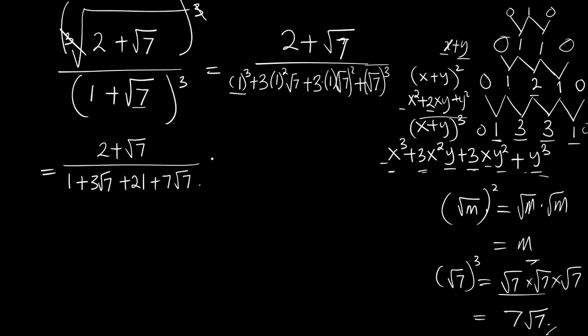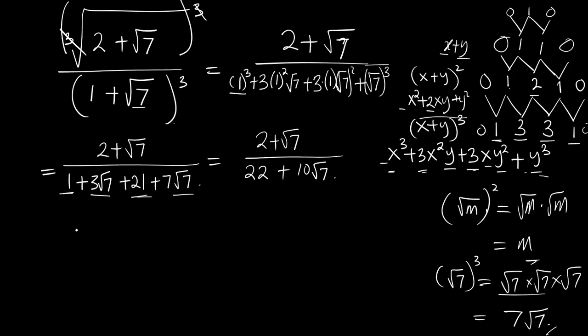So now let's add them together. You have 2 plus root 7 here. Then here you have 1 plus 21, which is what? 22. We're adding the non-radical, and so now this one is a non-radical integer. So these are the radical real numbers. So now if you add these radical real numbers, you have plus 10 root 7.